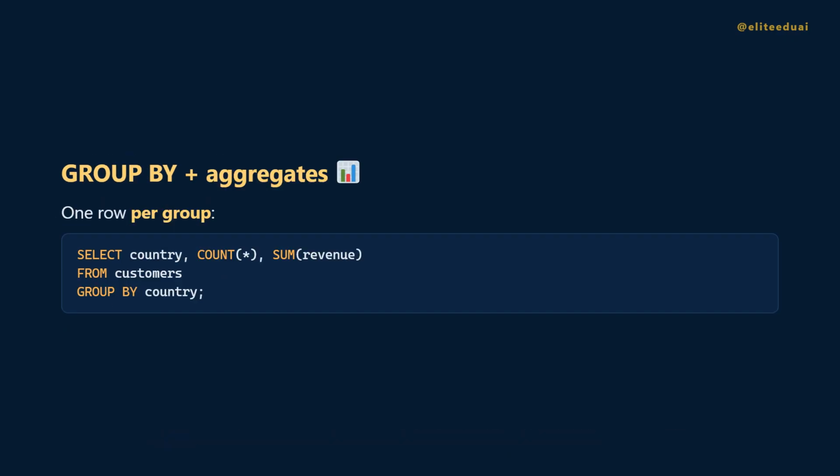GROUP BY collapses rows into groups and lets you aggregate. Here we get one row per country, with the number of customers and their total revenue. COUNT, SUM, AVG, MIN and MAX are your everyday aggregate functions.